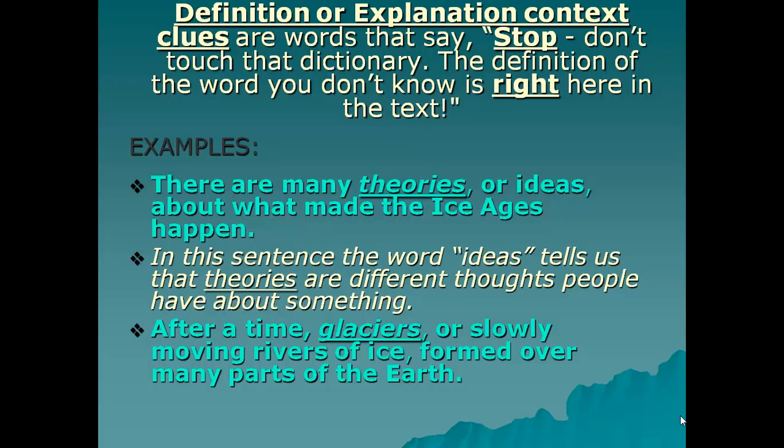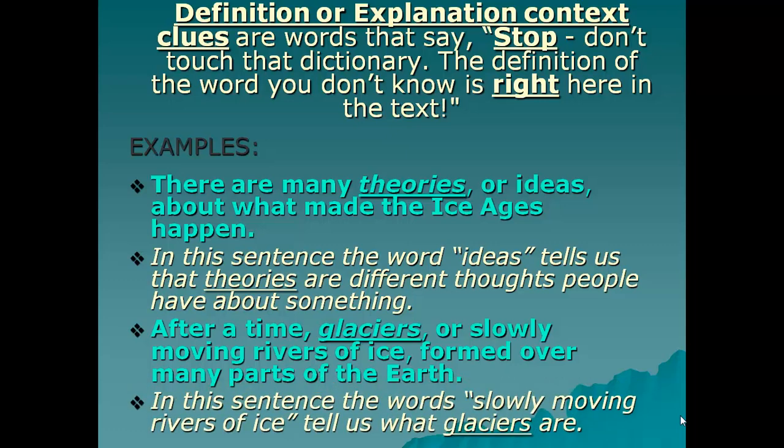Another example, after a time, glaciers or slowly moving rivers of ice formed over many parts of the earth. Can you see the definition of glaciers inside the sentence? That's right. In this sentence, the words slowly moving rivers of ice tell us what glaciers are.